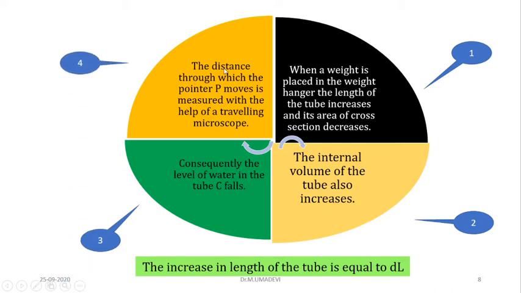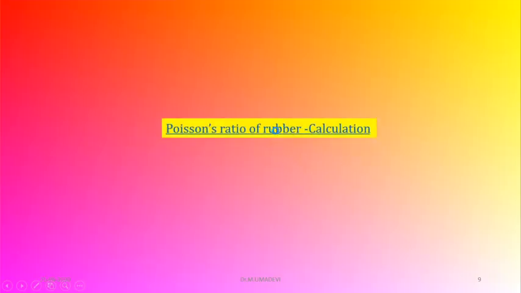And the fourth point, the distance through which the pointer P moves is measured with the help of a travelling microscope. Then the increase in length of the tube is equal to dl. Next we will see how to calculate the Poisson ratio of rubber.